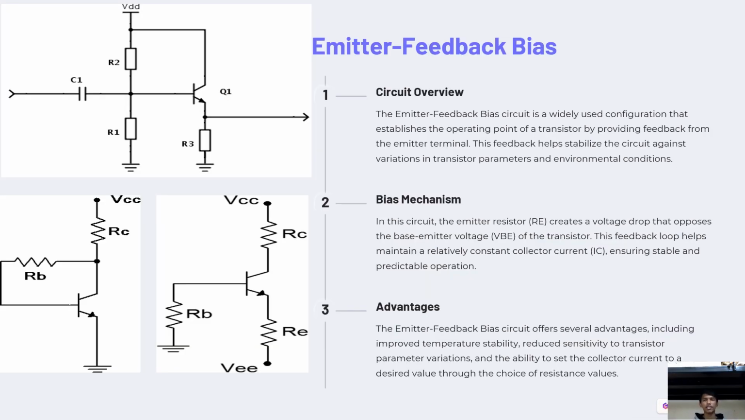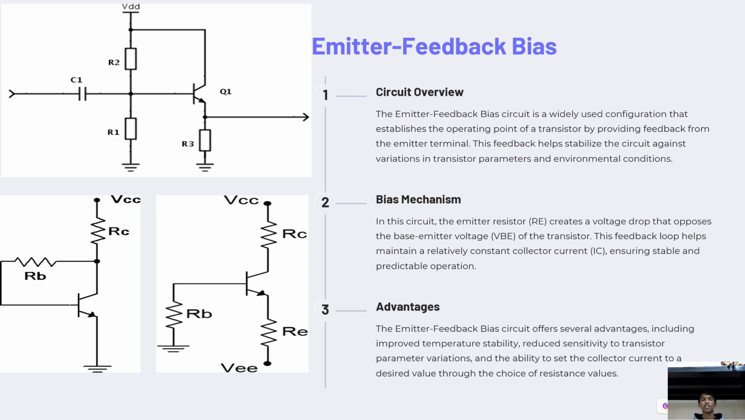Emitter feedback bias. Circuit overview. The emitter feedback bias circuit is a widely used configuration that establishes the operating point of a transistor by providing feedback from the emitter terminal. This feedback helps stabilize the circuit against variations in transistor parameters and environmental conditions.